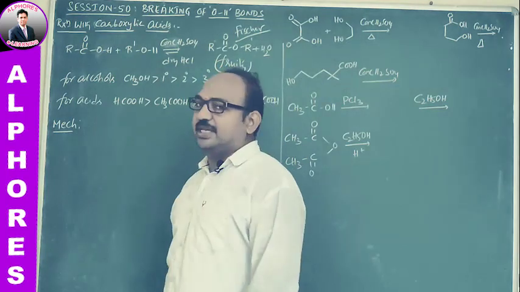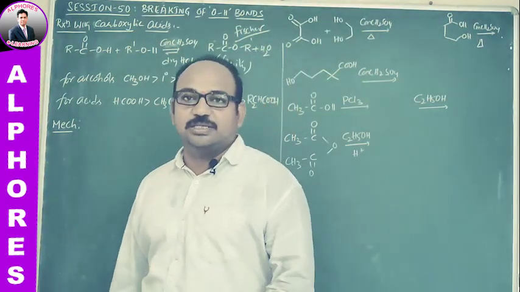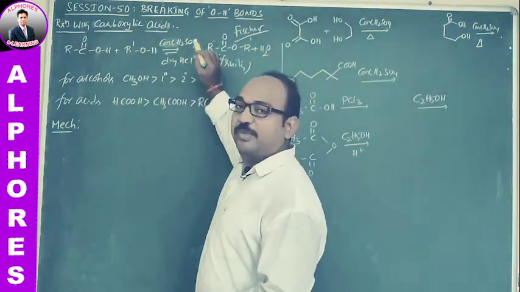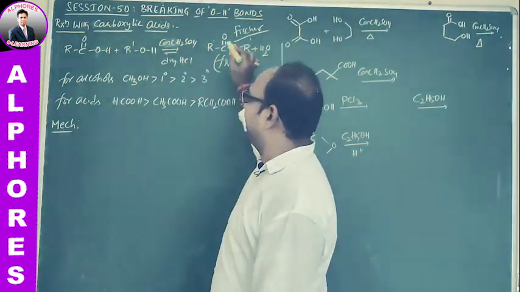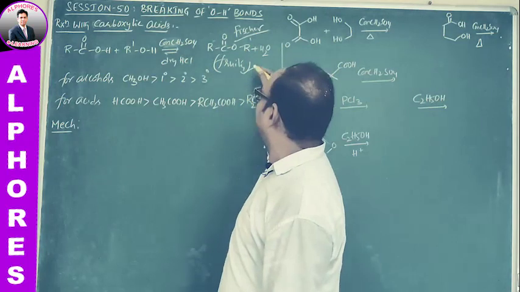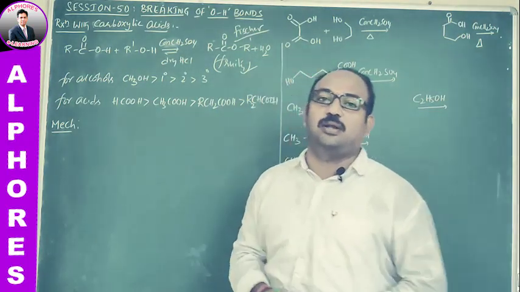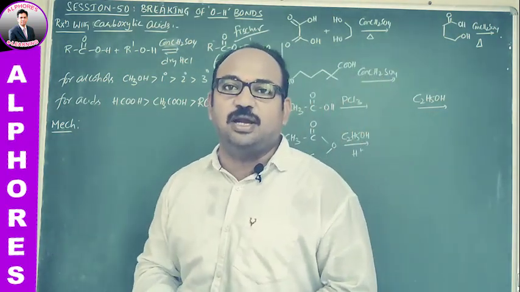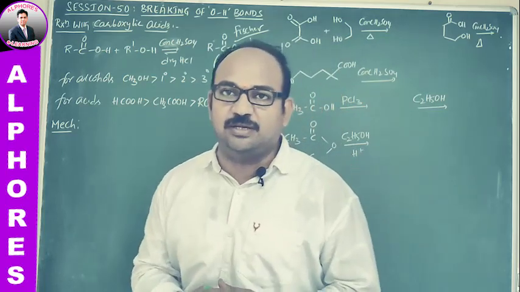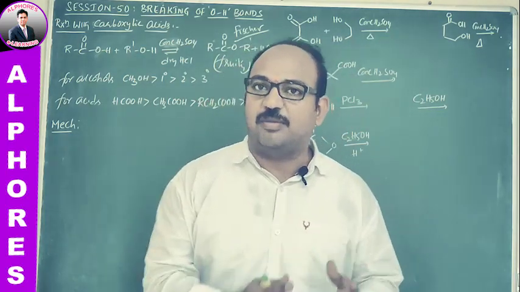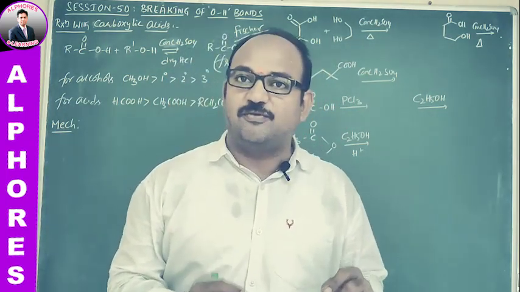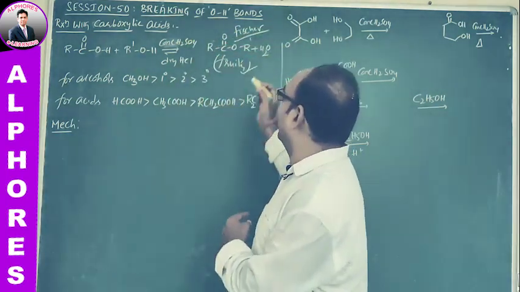Reaction with carboxylic acid. Carboxylic acid upon reaction with alcohol in the presence of a mineral acid catalyst like concentrated sulfuric acid and dry HCl gives an ester. The formed ester basically has a fruity odor, and this reaction is what we call Fischer esterification. Fischer esterification is nothing but alcohols reacting with carboxylic acid in the presence of a mineral acid catalyst to give carboxylic ester.